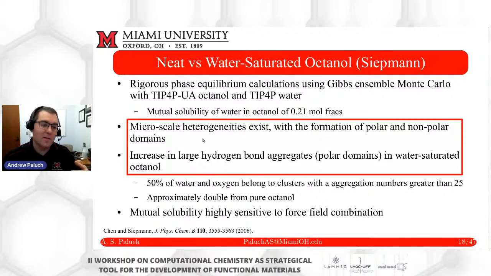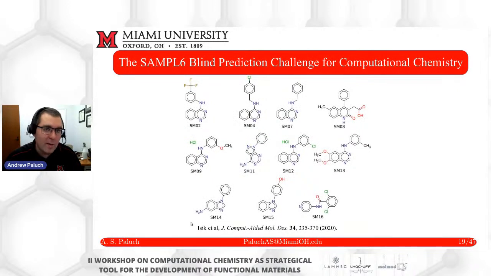And so how they characterized it in the Seidman paper is that they showed that the size of these hydrogen bond aggregates increases. A hydrogen bond aggregate they defined as a grouping in which all molecules in that group participate in a hydrogen bond. And so what they find is, when you add water to your system, these polar domains increase. You have these larger hydrogen bond aggregates that are formed, as we would expect. And so if I think about the molar density of just, say, OH in my system, it is increasing when I add water. And then, of course, the other result that we've mentioned already is that the mutual solubility is sensitive to that force field combination.